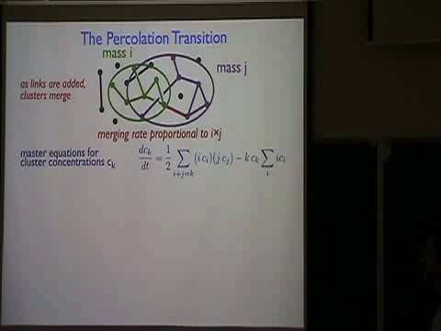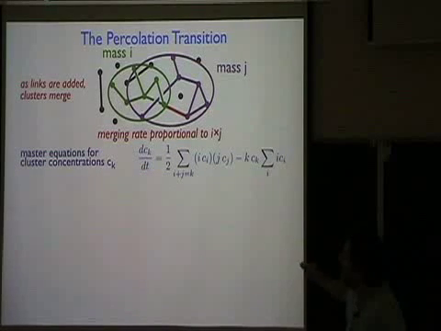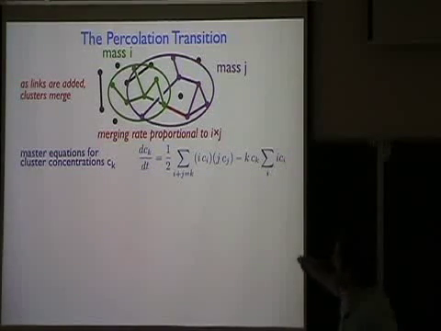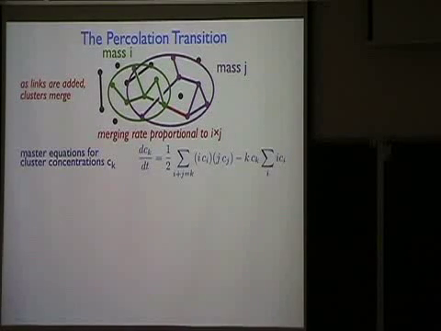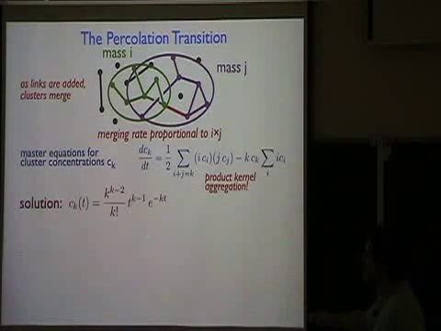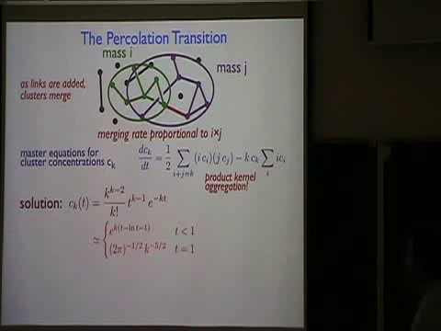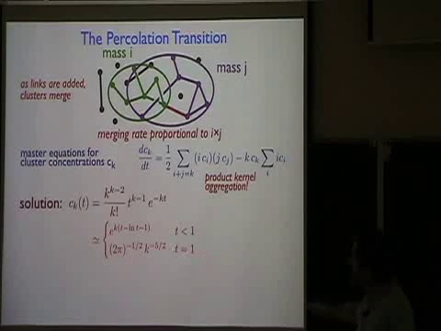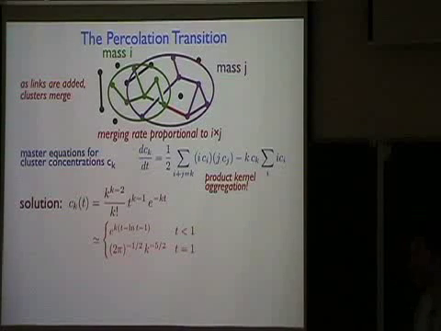So what's nice about this kinetic feature is that we can think about these cluster concentrations c_k, and the equation of motion for them is precisely that of product kernel aggregation, which I discussed on Monday. So we can then apply all the technology that we learned from the master equation approach to essentially understand the percolation transition. And so we know what the solution for the cluster mass distribution, or the cluster size distribution, is. It's this very simple but weird function that has these different behaviors. At t equals 1, there's a power law distribution of cluster sizes, and that corresponds to the emergence of an infinite cluster.